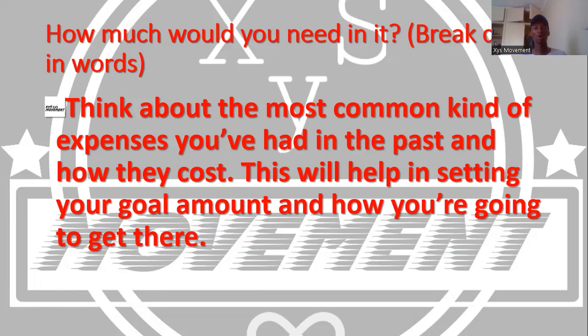Think about the most common kind of expenses you've had in the past and how much they cost. You understand? This will help in settling on a goal amount and how you are going to get there. Ideally, for people who are working, just like I said, it is 2 months' worth of salary. If you have 10,000, put another 10,000 in there. If your salary is 10,000 but your expenses are like 8,000, then ideally put 30,000, because the more things that you have, especially when it comes to expenses, the more money you're going to have to have in your emergency account.